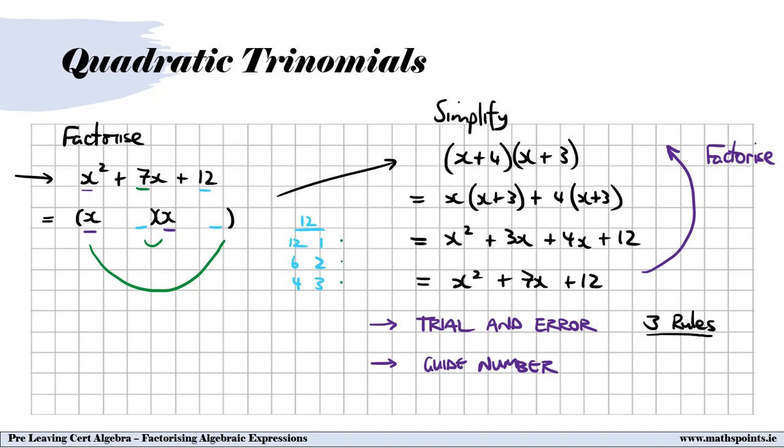So I now know that 4 and 3 is going to be the answer, but we still have to go and check it. So let's put in 4 and 3. Now let's run through the 3 rules once again. First part of each bracket, x by x is x squared. Fine. Last part of each bracket, 4 times 3 is 12.